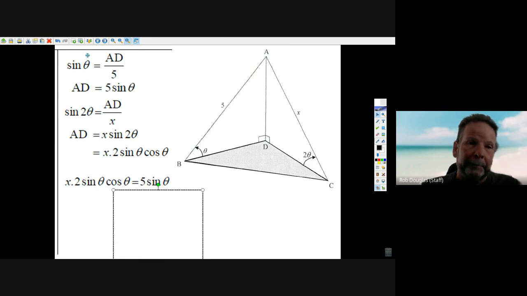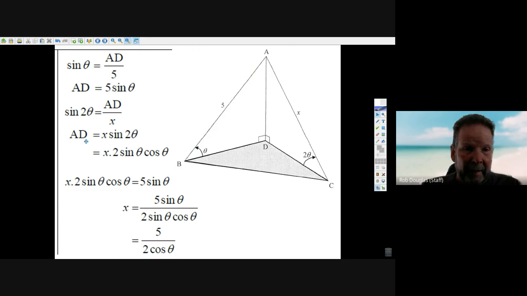So we get that AD equals x sine 2 theta, but sine 2 theta is 2 sine theta cos theta. That's an identity on your sheet. Now we can let these two things equal each other. The x times 2 sine theta cos theta can equal the 5 sine theta because they both equal AD. I would have done this part next: replace sine 2 theta with 2 sine theta cos theta.